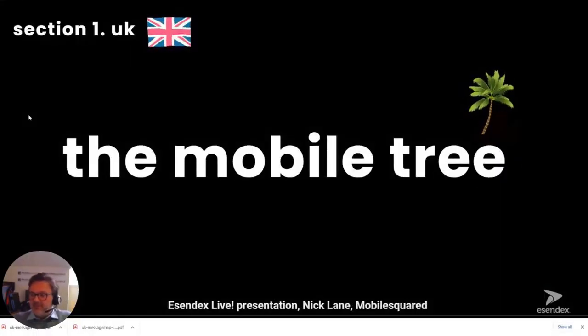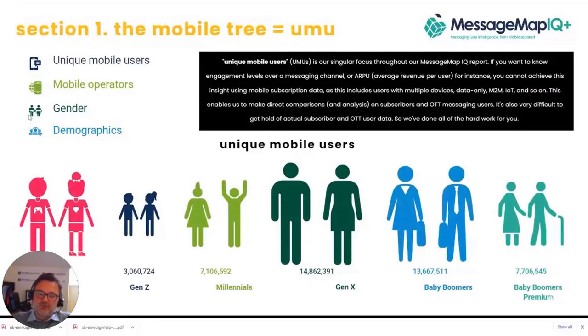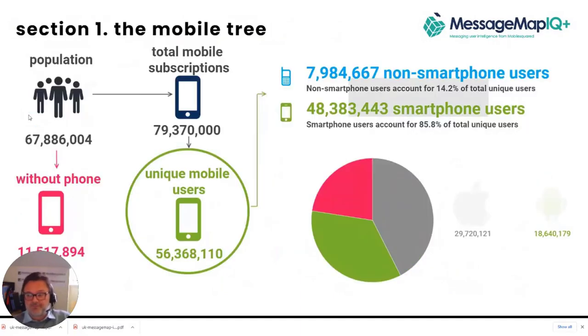So the family tree we now call the mobile tree, and this is why. Typically when you get data on a mobile market, it's often in subscriptions. And that can be misleading given the fact that a number of people have multiple devices and they also have multiple smartphones these days. So we've used a lot of research to calculate what that unique mobile user number is for each market. And then as you can see, we split it out by gender, by demographics. This is typically the starting point for how we now look at the marketplace.